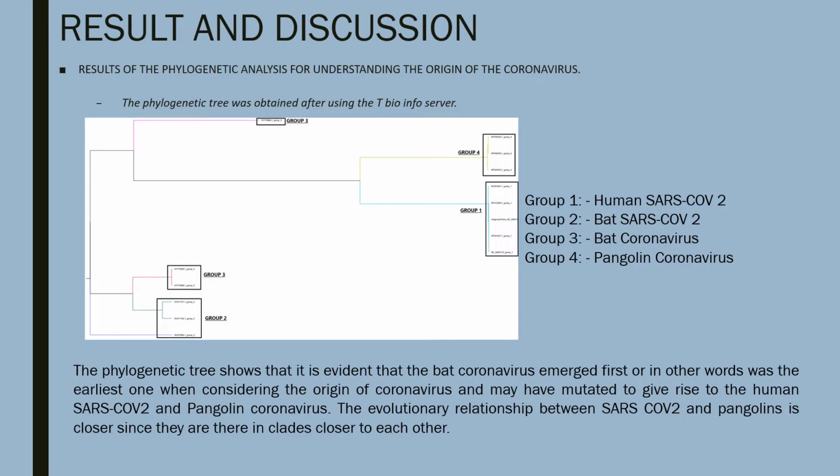Results and discussion. The phylogenetic tree that was visualized using the FigTree software shows that it is evident that the bat coronavirus emerged first, or in other words, was the earliest one when considering the origin of the coronavirus, and may have mutated to give rise to human SARS-CoV-2 and pangolin coronavirus. The evolutionary relationship between SARS-CoV-2 and pangolins is closer since they are in clades closer to each other.